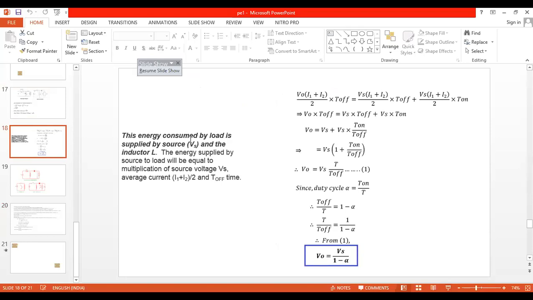Energy stored by the inductor during on condition and energy released by the inductor. If you see the same thing, energy stored equals energy released. So the same expression, V naught is equal to, here you can see it is not alpha, it is del. V naught is equal to 1 by 1 minus del into Vs for step up chopper. So don't get confused. For step up down chopper, V naught equals del by 1 minus del into Vs. For step up chopper, V naught is equal to 1 by 1 minus del into Vs.